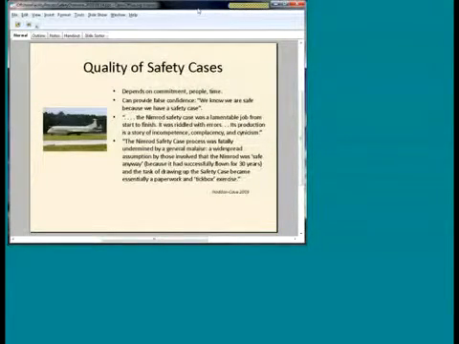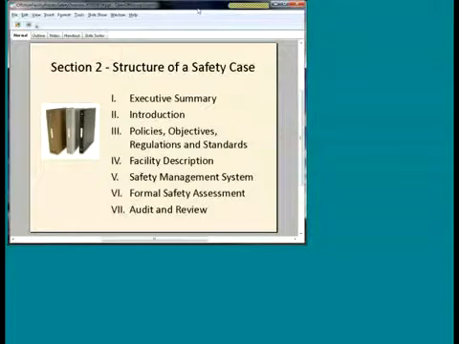Next. Okay, again, I'm keeping an eye on the clock. How do you structure a safety case? Well, as we've said many times, it's up to you. This is an example. Safety cases I've looked at tend to have this table of contents: executive summary and introduction, policies and so on, facility description, how you manage safety, the formal safety assessment, which is the bulk of it, and the audit and review process. Next.